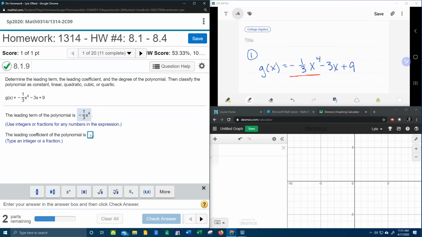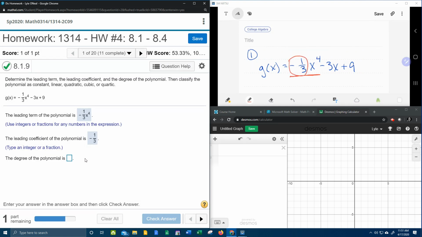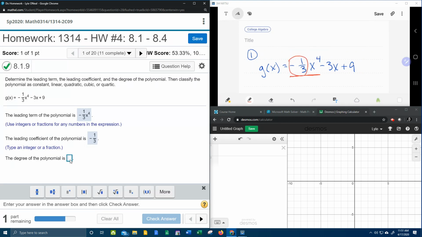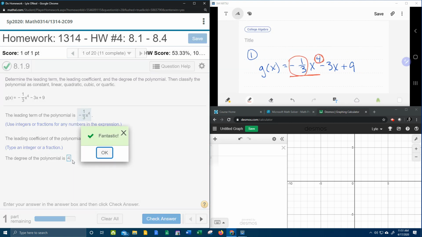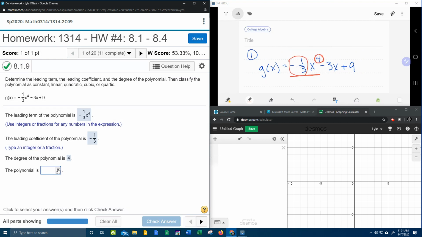The leading coefficient, if you go to the leading term, the coefficient is the number in front of the variable. So our leading coefficient should be negative 1/3. The degree, again from the leading term, the degree is the exponent. So our polynomial is a degree 4. And then the polynomial is quartic. Quartic because it is a degree 4.